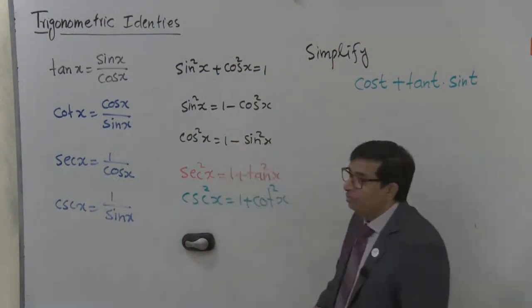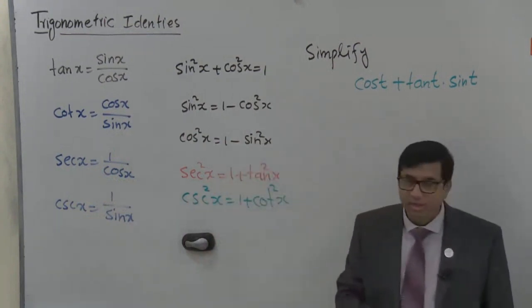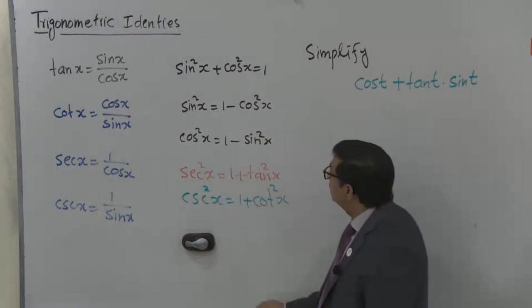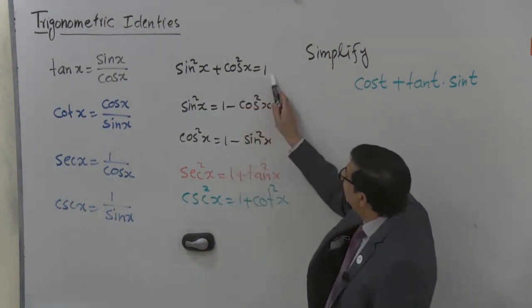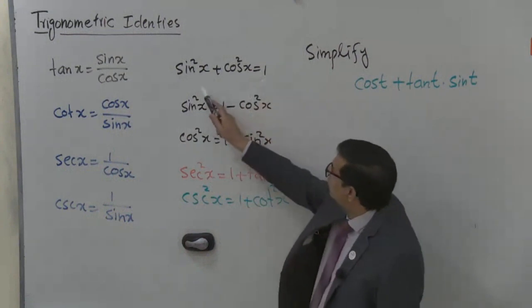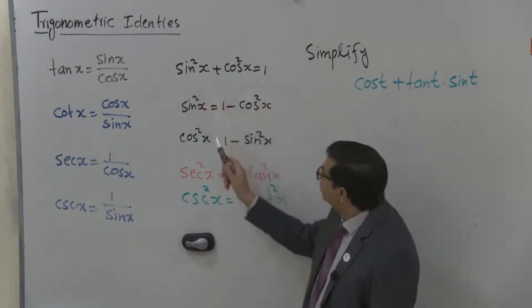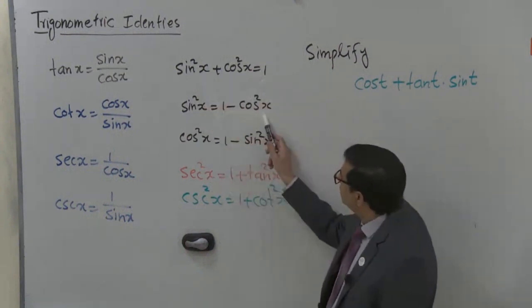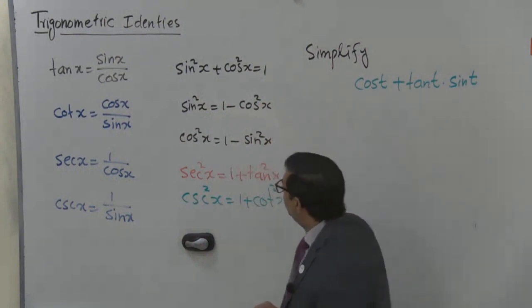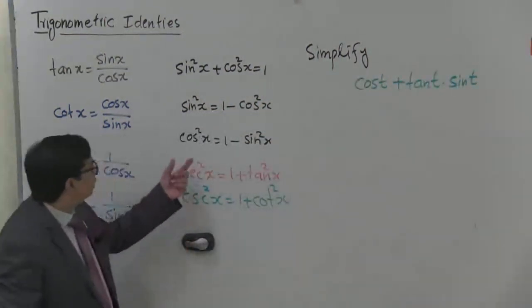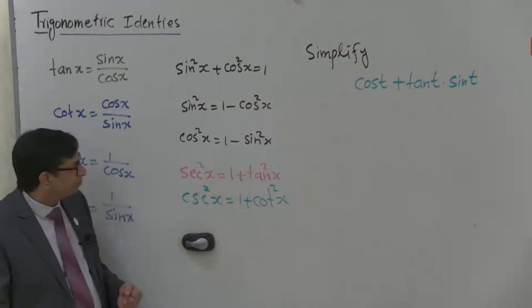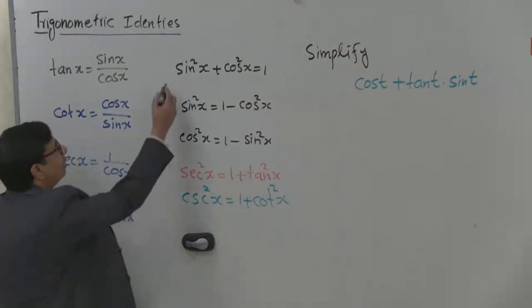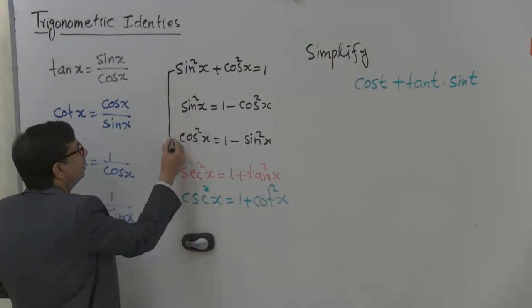And then there are trigonometric identities. Sine square x plus cosine square x equals 1. And from this we can derive the value of sine square x. Sine square x equals 1 minus cosine square x. You can find out here cosine square x equals 1 minus sine square x. So there are three formulas from the first identity.